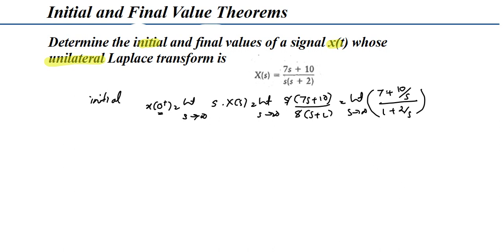When s is infinity, the terms 10 by s and 2 by s become 0, since something divided by infinity is 0. So we will get simply 7. So this is your initial value.